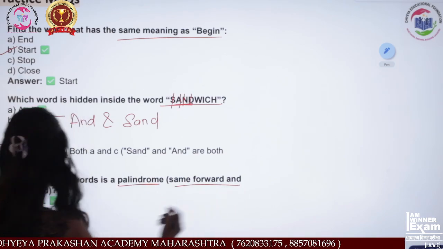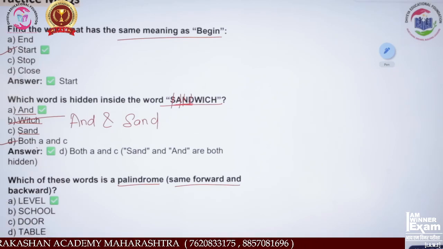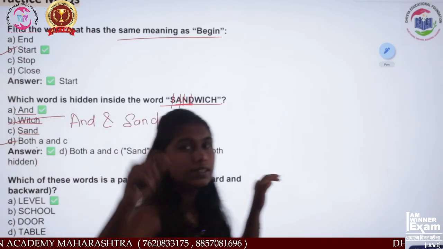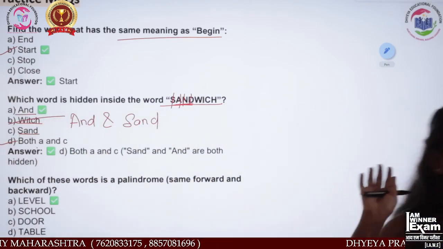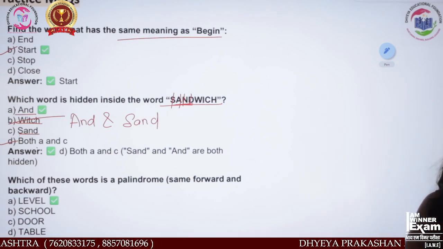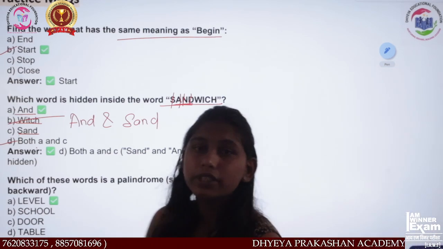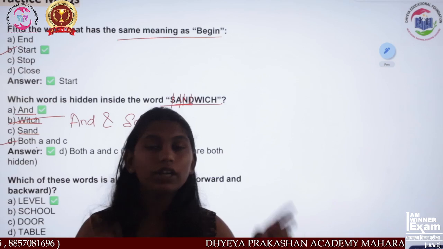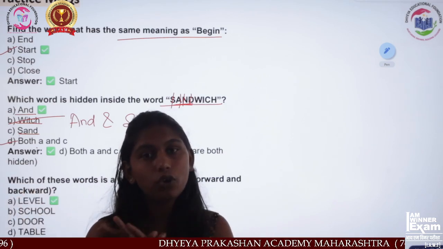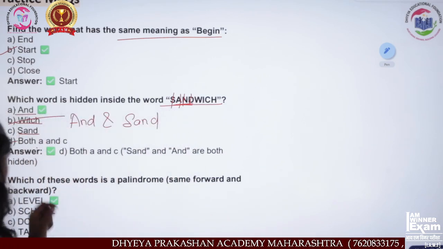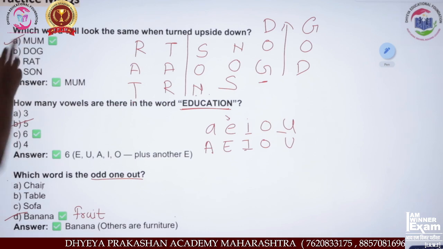Palindrome means same forward and backward. What is meant by palindrome? Means same forward and same backward. Now what is meant by same forward and same backward? Means if we write the word as it is or in reverse order, the word will be the same. Just like this, mom. Okay.